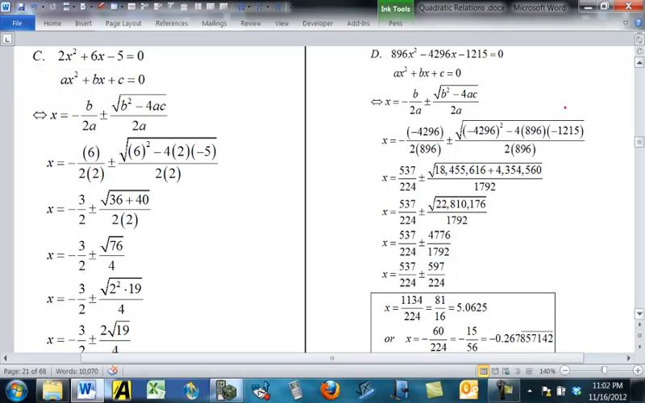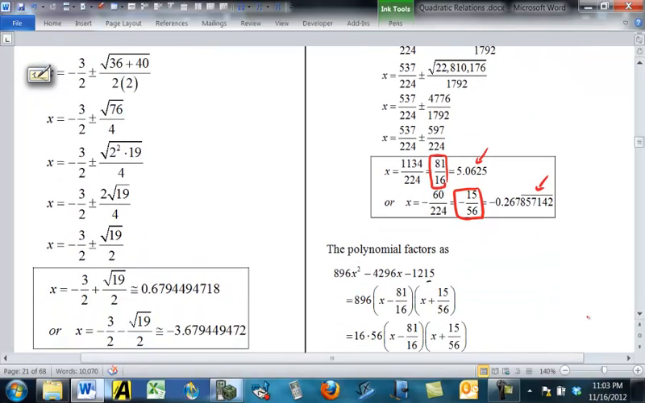So I've got some pretty big numbers here, but just plug them in. I do this either by hand or with a calculator to help me out. And it finally comes down to a reduced fraction here, which is a terminating decimal, and a reduced fraction here, which is a repeating decimal. So that means it factors right here as 896 times x minus 81 over 16 times x plus 15 over 56. I really like that version of the factoring better because it has the roots right there: 81 over 16 and negative 15 over 56.